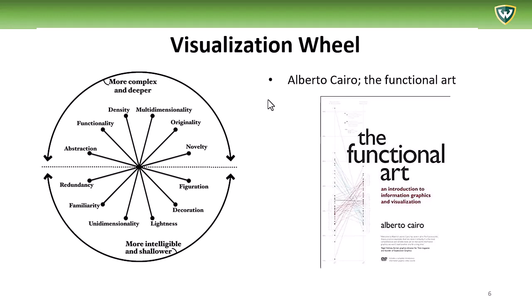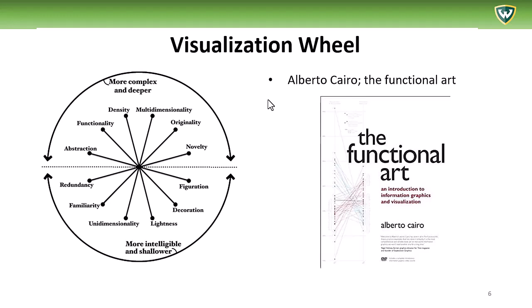The visualization wheel. So the visualization wheel is the set of concepts that was put forth by Alberto Cairo in his The Functional Art and Introduction to Information Graphics and Visualization. And it provides a number of spectrum of dimensions or categories that are useful to think about when we think about graphics and data visualizations.